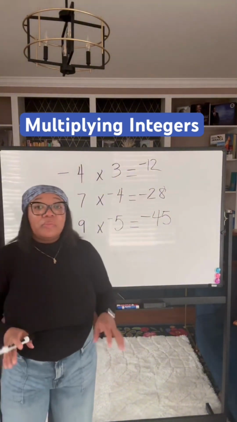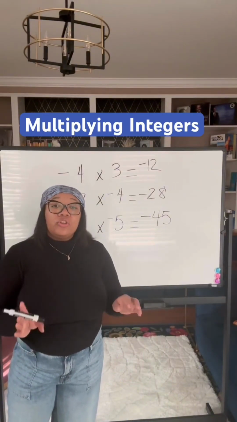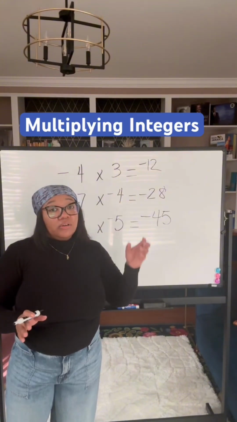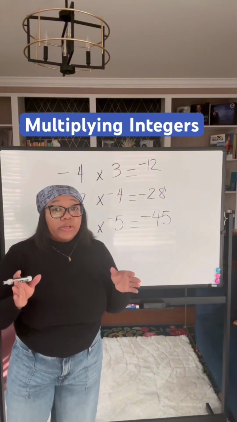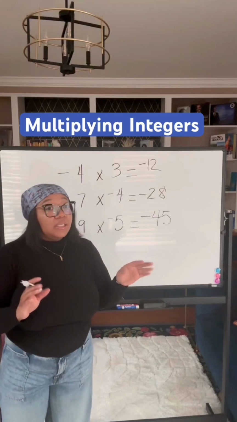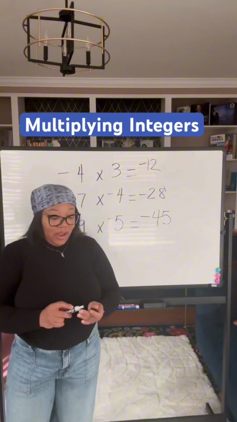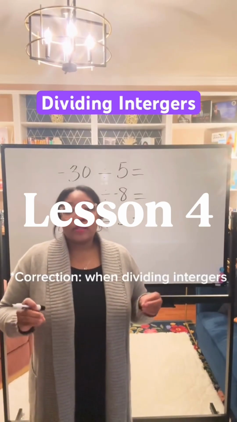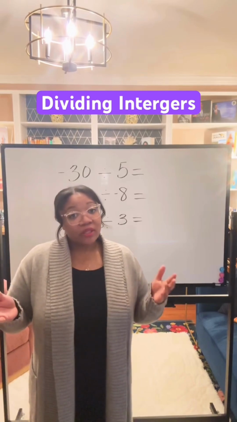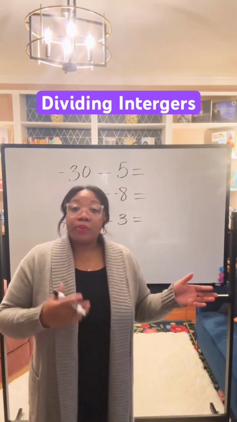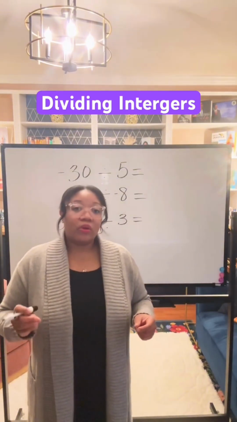Okay, so just remember, when it comes to multiplication, a little different from our addition and subtraction rules, when those signs are the same, whether they're two positive numbers or two negative numbers, the answer will always be positive. But on the opposite, if the signs are different, the answer will always be negative. When dividing integers, you apply the same rules that you do with multiplication. Again, when two signs are the same, the answer will always be positive. When the signs are different, the answer will always be negative.